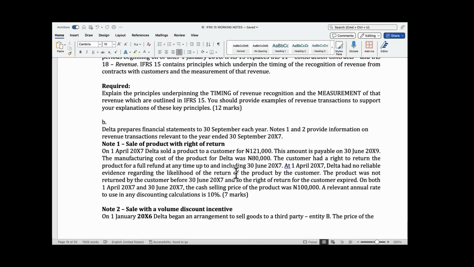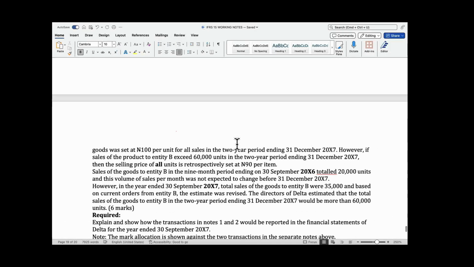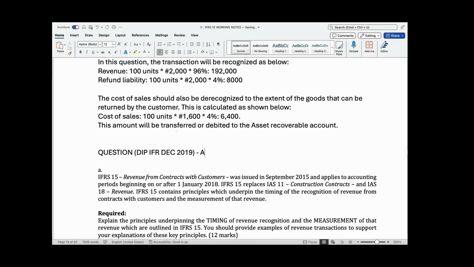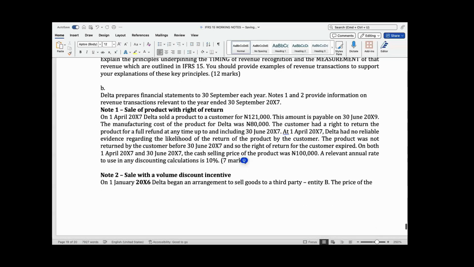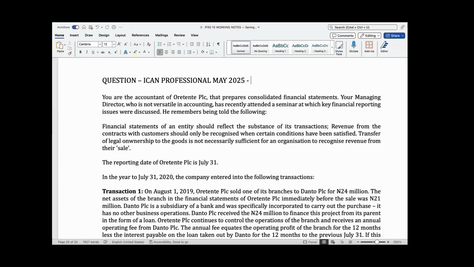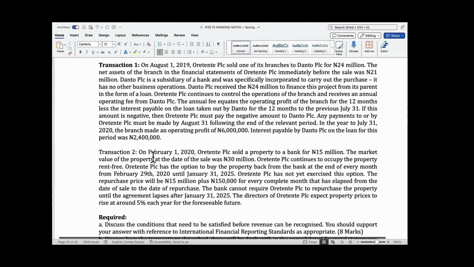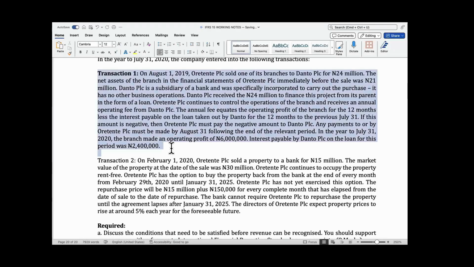Let me see this one. So there's another question on sales with right of return. I'll allow you to solve this. And there's this one. Okay, you can see that. Solve this one as assignments, and you better do it. And this last direct question, solve it as assignments. This one, don't complicate it. Just tell us here whether it's a sale or not, whether control has been transferred or not.